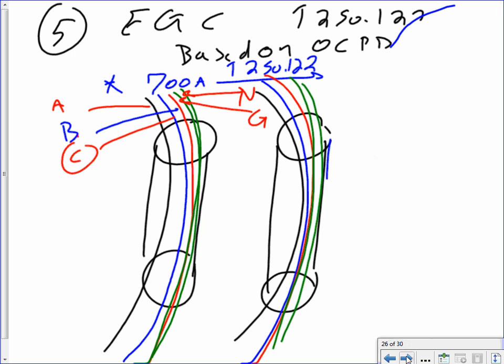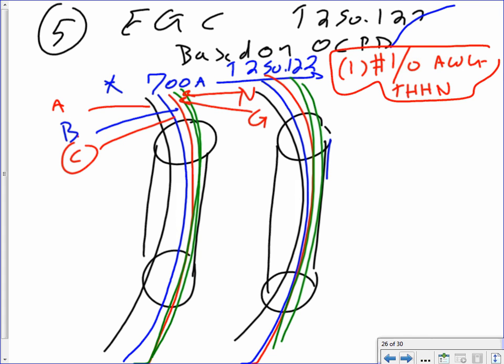Here's my dancing. So guys, the last thing I want to do is the equipment grounding conductor for this. For your equipment grounding conductor, I have a 700 amp, 220. You take the 700 amp to 250.122. That will get you a one conductor, 1 aught, AWG. This could be there, but we're going to use THHN. So that's for my ground.